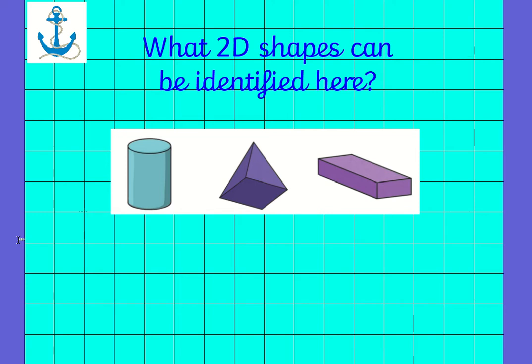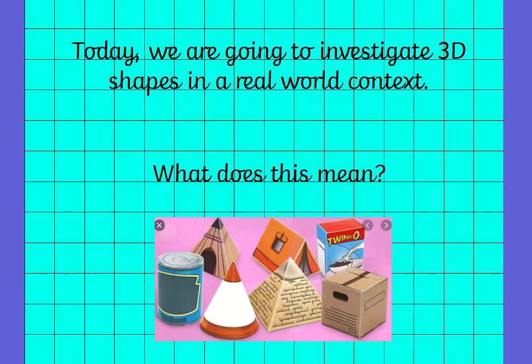Okay, well done. I'm sure that you worked out that there are 2 circles and 1 rectangle on a cylinder, 1 square and 4 triangles on a square-based pyramid, and 6 rectangles on a cuboid. So well done if you managed to get that done.